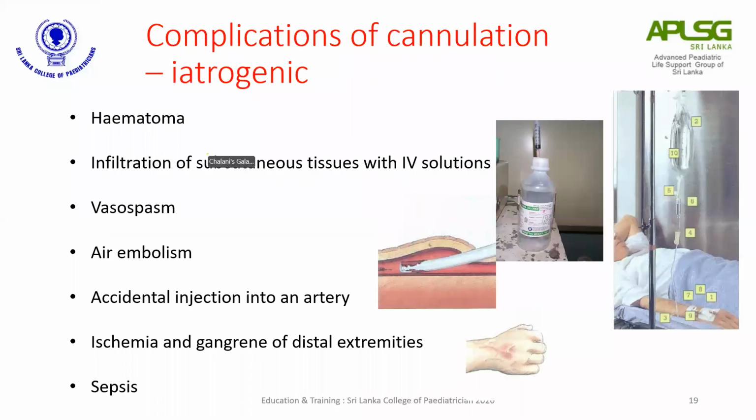So what are the complications of IV cannulation? Most of them are actually iatrogenic. You can form a hematoma, infiltration of the subcutaneous tissue with the solution causing tissue necrosis, maybe vasospasm, arterial clot embolism, or you can have ischemia and gangrene of the distal extremities, you can accidentally inject into an artery, and the other thing is sepsis.